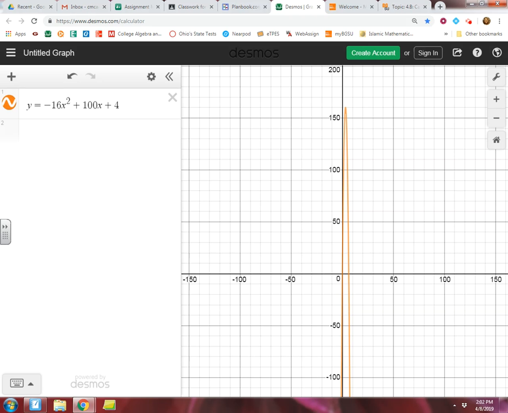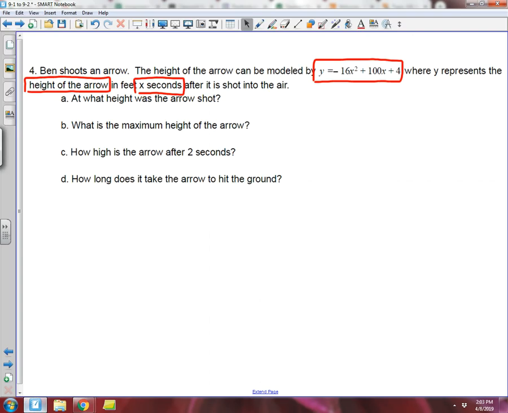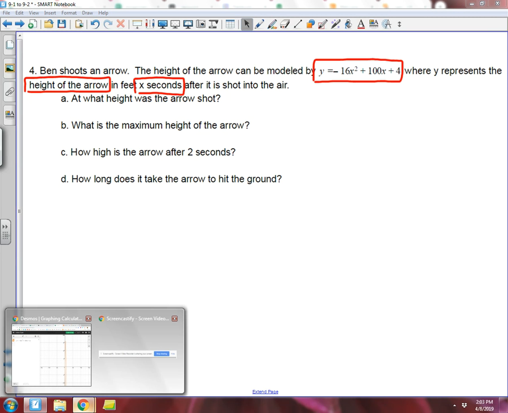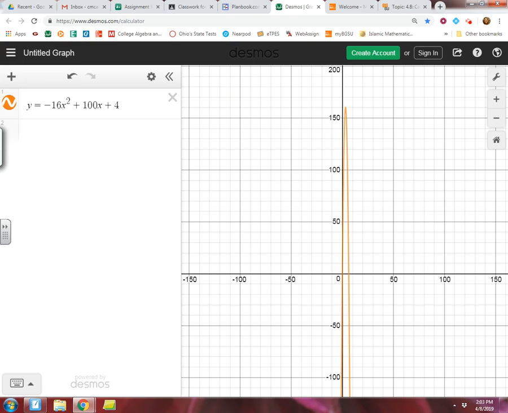Okay, so let's see if we can answer these questions and not do a single lick of math. You ready? I knew you would. Okay, it says, at what height was the arrow shot? So here I am, standing here with my bow and arrow. Does the arrow start on the ground? No, it starts up here, doesn't it? Now the graph can tell me that. Where on the graph will it tell me where the arrow starts?